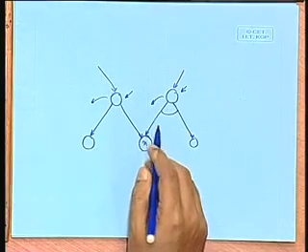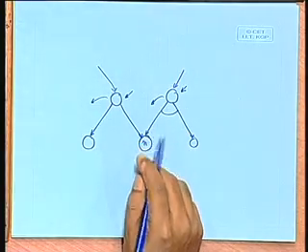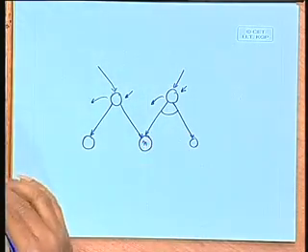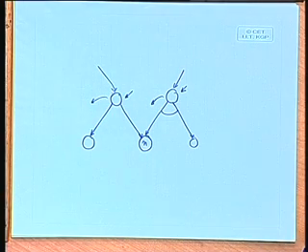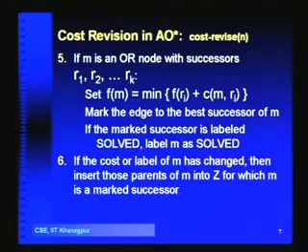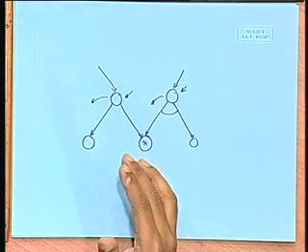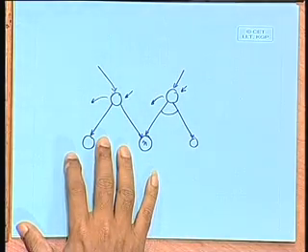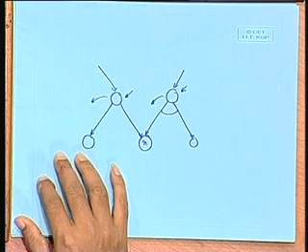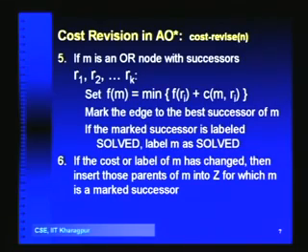Because this algorithm that I have talked about is for AND OR graphs in general, though the example that I have given is for AND OR trees, this algorithm itself is applicable to AND OR graphs as well. So therefore the cost revision steps that we have mentioned here are actually meant for graphs. But in the algorithm, the 6th point is to insert only those for which m is a marked successor. Yes. m is a marked successor for only one parent, not for all the parents.